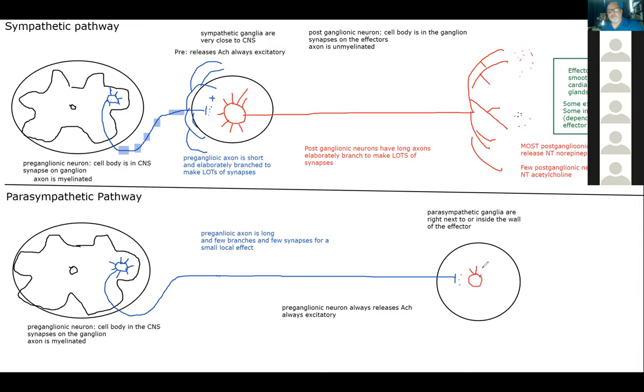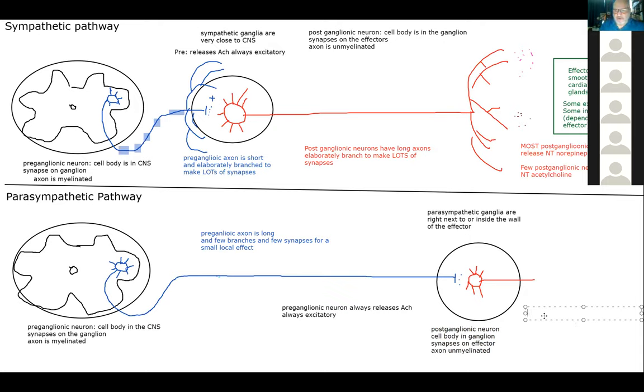Still multipolar. Still unmyelinated axon. So again, our postganglionic neuron has its cell body in the ganglion. It synapses on the effector. Its axon is unmyelinated. That's true for both of them, but where it is different, if it's right next to or even in the walls of the effector organ, that needs to be black so that the differences can be read.